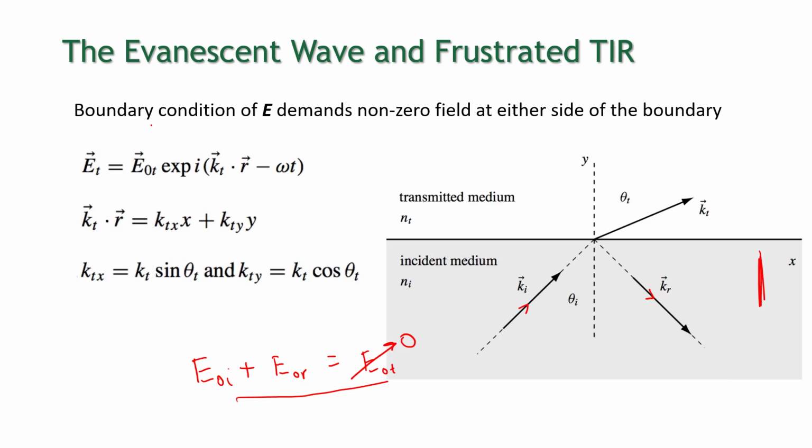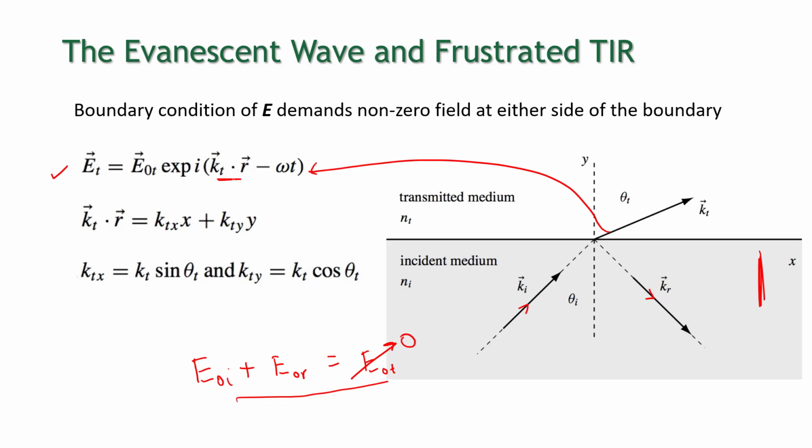So, that is what it says. The boundary condition demands we need to have non-zero field on both sides of the boundary. So, let us say that our electric field on this part is given by that. That is the electric field, because we cannot assume that that is 0. Boundary condition does not allow us to make that 0. So, there is a finite electric field transmitted.